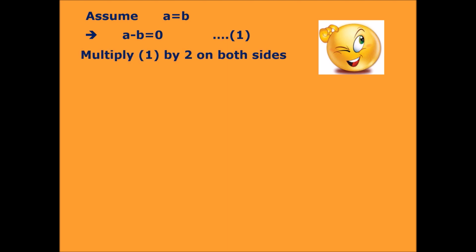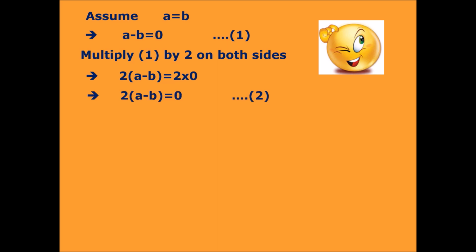Let's get into method 2. Again, assume A is equal to B. So, bring your B to your left hand side. So, A minus B is equal to 0. Keep it as equation number 1. Multiply equation 1 by 2 on both the sides of the equation. So, 2 times of A minus B is equal to 2 into 0.